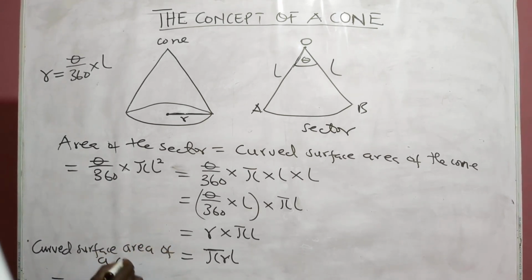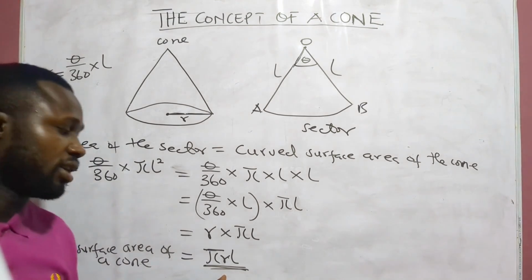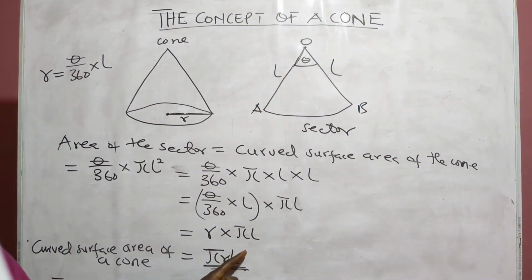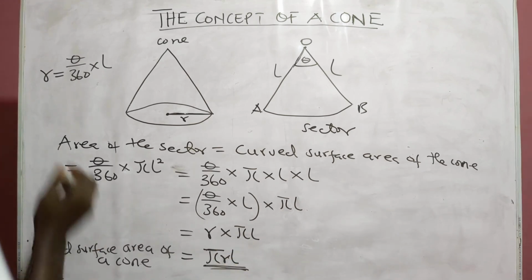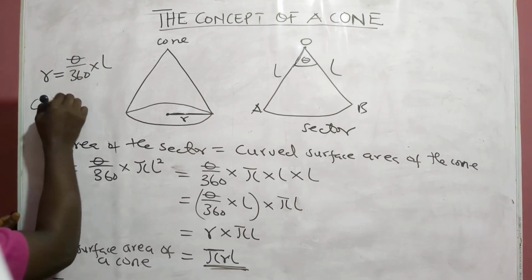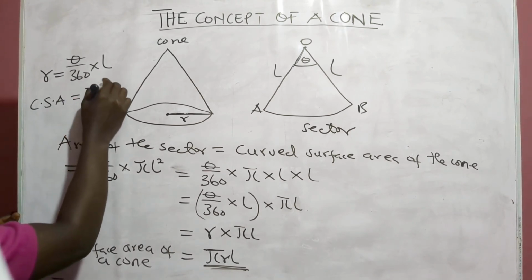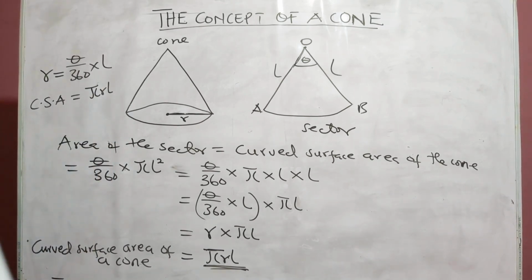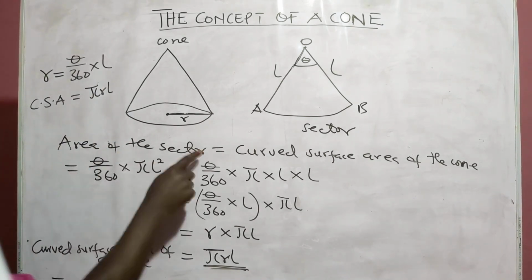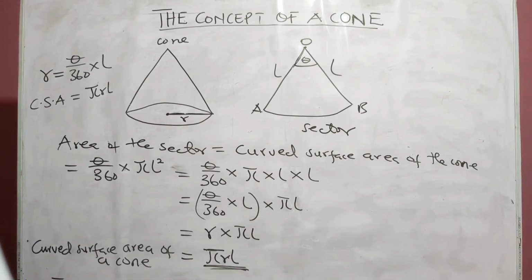So the curved surface area of a cone is equal to pi RL. You also put this one that we have the curved surface area to be pi RL, and you have gotten that from the area of the sector. You see that we have gotten that from here. Alright, so that is the curved surface area of a cone.